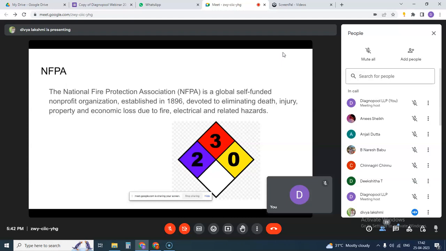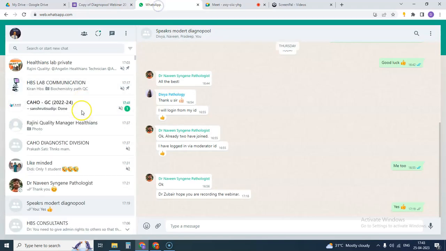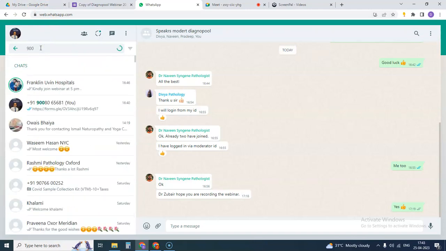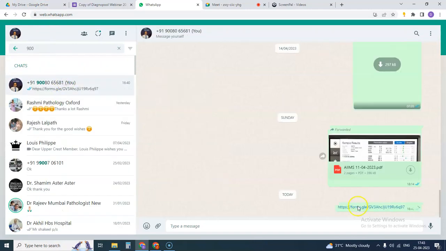A few slides on NFPA. The National Fire Protection Association is a global, self-funded, non-profit organization which was established in the year 1896. It is mainly devoted to eliminating death, injury, property and economic loss which can occur due to fire or electrical and related hazards. So this is a diamond-shaped symbol with 4 different colors and different coding systems. So it will have a different grading system.